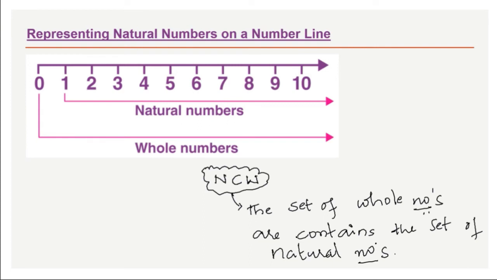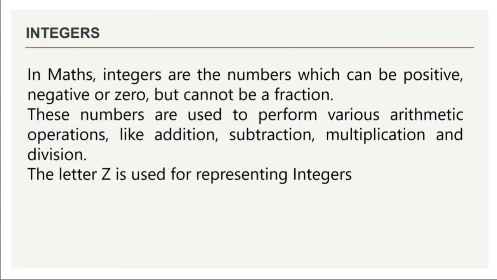Let's move on further with another type of number system called integers. In maths, integers are the numbers which can be positive, negative, or zero, but cannot be a fraction. These numbers are used to perform various arithmetic operations like addition, subtraction, multiplication, and division. Remember, friends, the letter Z is used for representing integers. So how do we write in set notation? We have got many negative numbers followed by zero and all the positive numbers.